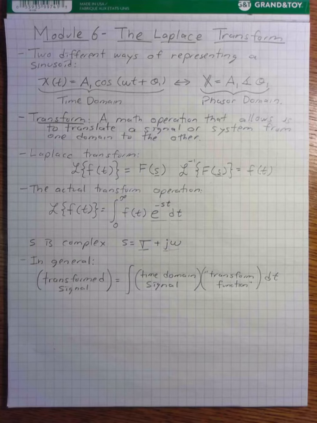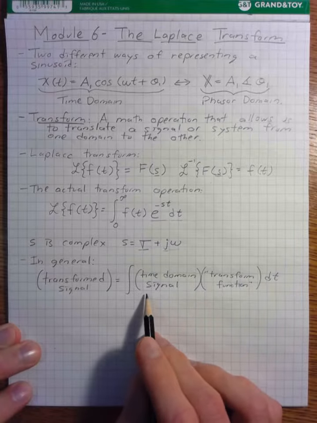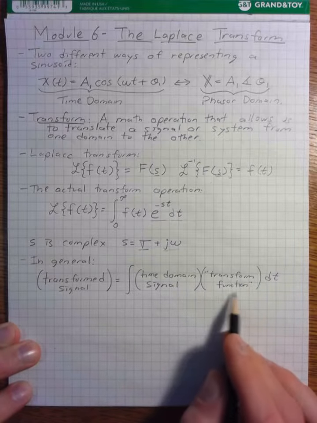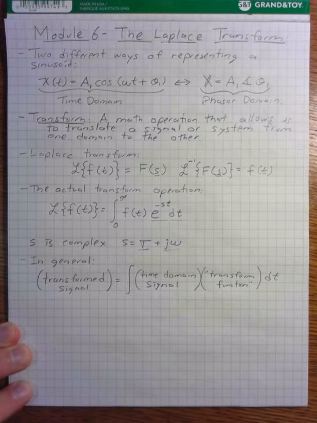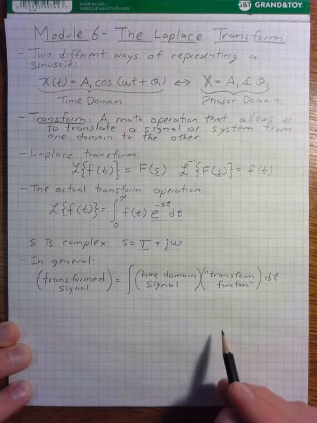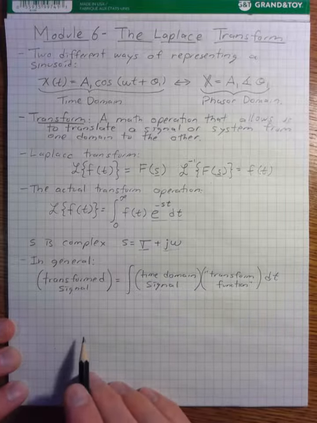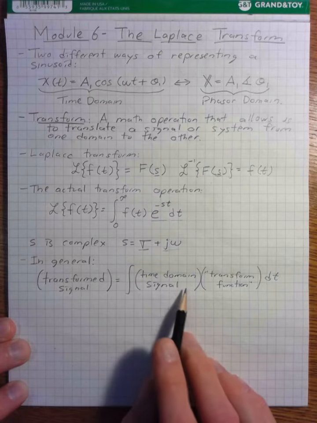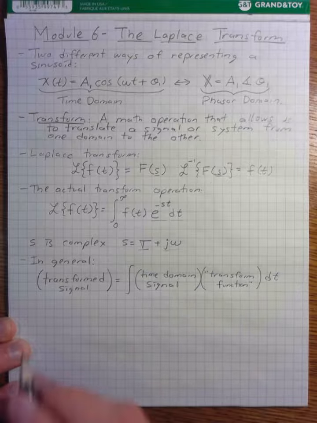So if we were to write this down in very rough general terms, we might say that our transform signal is equal to the integral of the time domain signal multiplied by what I'm going to call a transform function, in quotation marks, because that's my term, not an official term. So we multiply the time domain signal with some kind of transform function, and then we integrate the product of these two things with respect to time. This is what's known as taking the projection of the time domain signal onto the transform function.